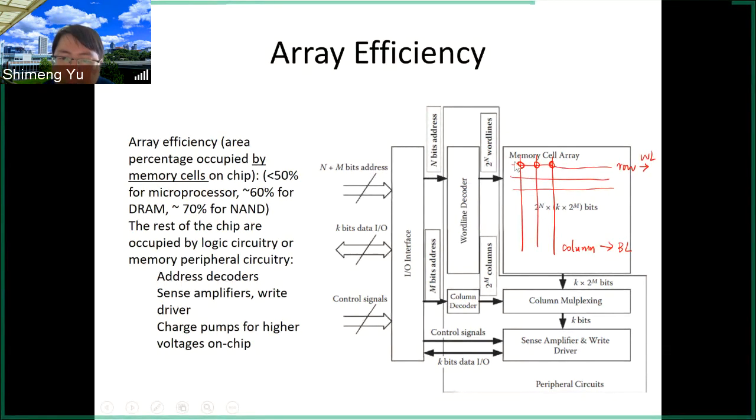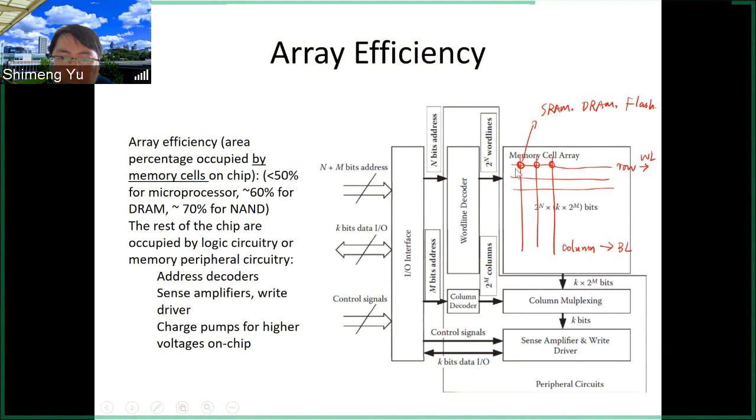By the way, here we are talking about the generic architecture. So this memory cell here can be either SRAM or DRAM or flash. We're going to discuss those memory cells in more detail later. But no matter which memory cells, the overall architecture for the memory chip will be similar like this. So you have those rows and columns.